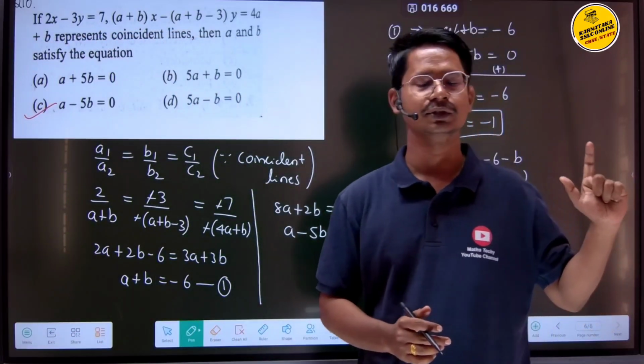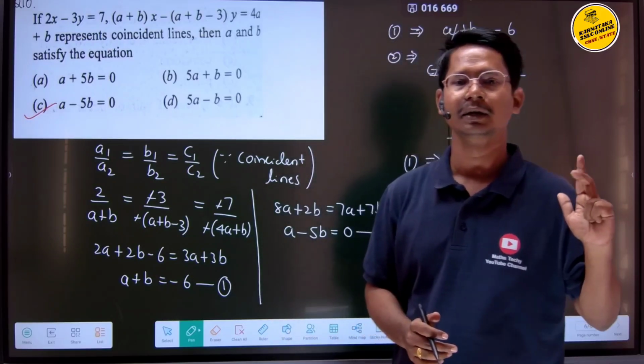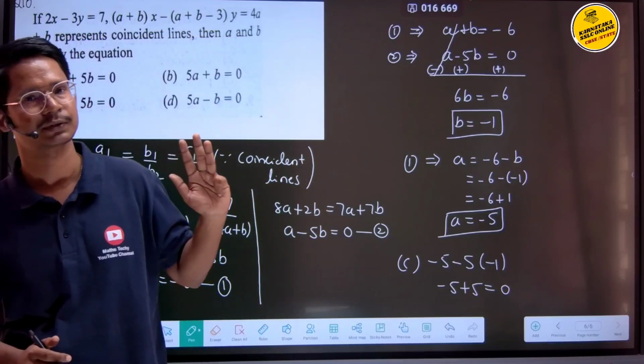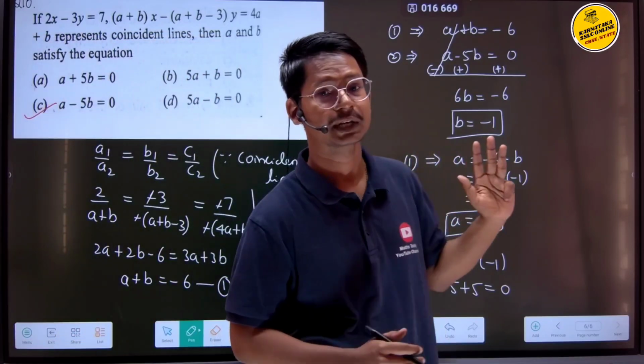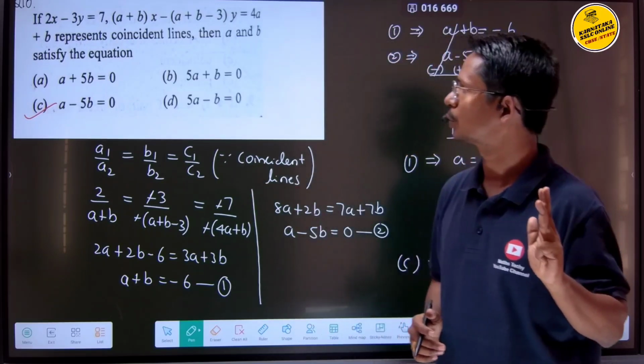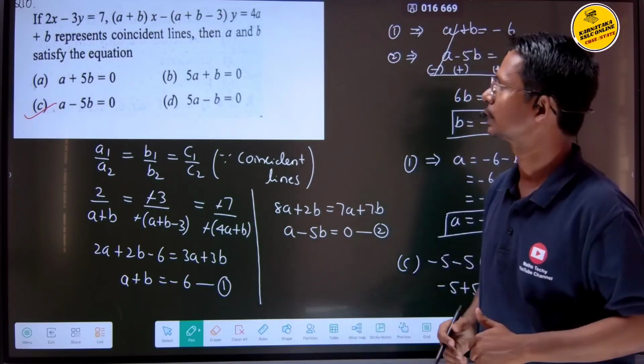Polynomials, pair of linear equations in 2 variables, next we have quadratic equations and arithmetic progression. These 4 chapters from algebra cover nearly 20 marks, so we need to be thorough with these 4 chapters to secure full marks.